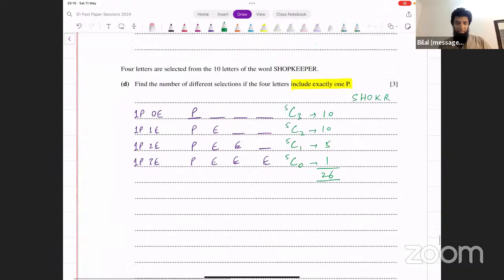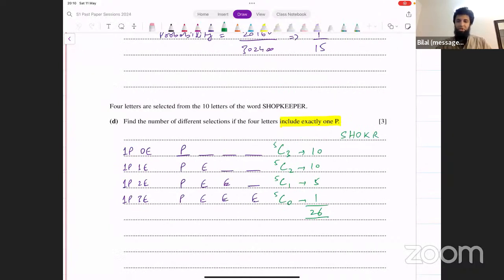Is that okay? And that's the last question from this paper. Now we would want to move on to the next paper, which is paper 5.2. Why does it not work with combinations?